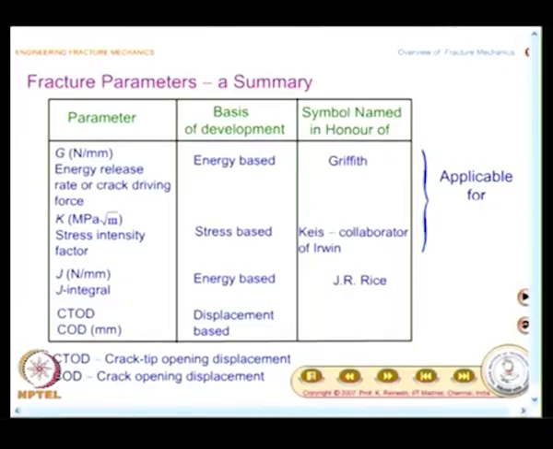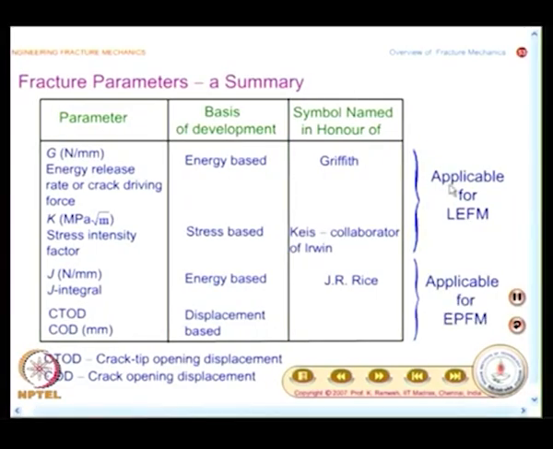When we take up the issues related to displacement and so on, we will look at how CTOD is defined. For the time being, you understand there is CTOD available as well as COD available, and these parameters can also be looked at from different points of view. Certain parameters are applicable for LEFM, linear elastic fracture mechanics, and the other parameters are applicable for elastoplastic fracture mechanics.